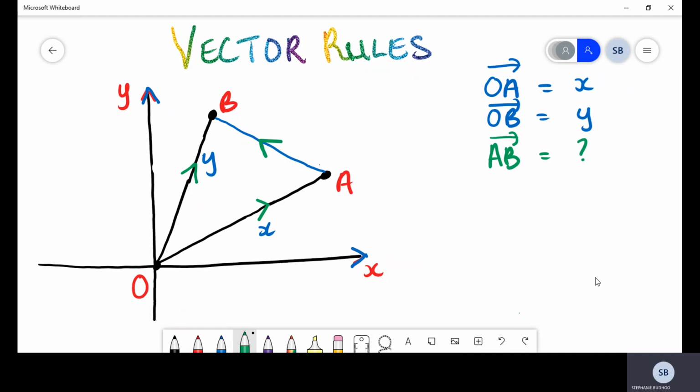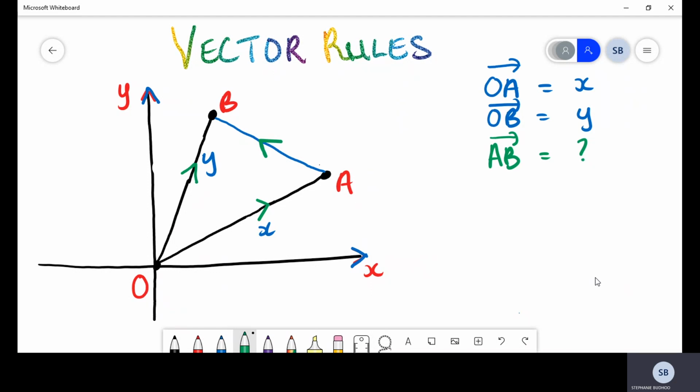Do you know you can actually use something called a vector rule to determine the magnitude of vectors that are part of a triangle like that? Let me show you how. Now there's a rule, but we are going to prove that rule today.